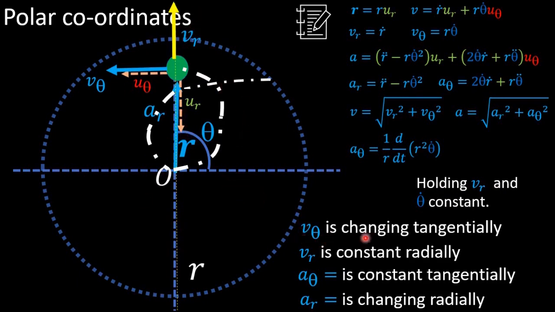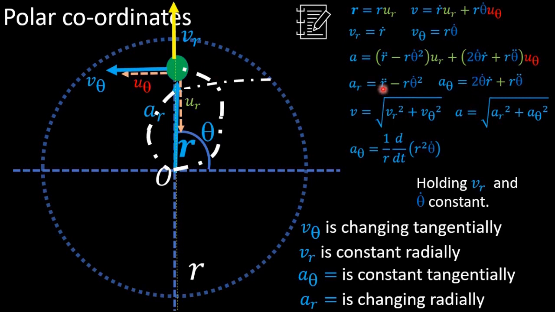So v sub theta is changing tangentially. So v sub theta is changing because r is changing. So as the particle moves along the radial line, r is going to be changing. So v sub theta is changing tangentially. V sub r is still constant radially. If it's moving constantly in the radial direction, it's still going to stay constant. And the acceleration terms: theta dot and r double dot are constant, and theta double dot there is going to be 0 because the angular velocity was constant. So we're just going to be left with this term here.